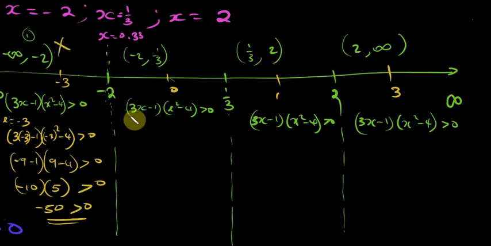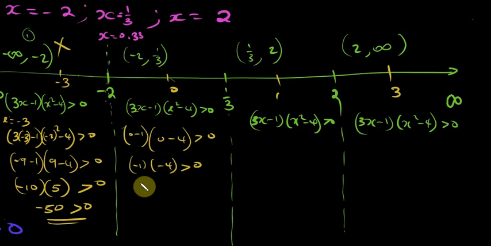We'll move on to the next region. There we'll test out 0, and we'll have (0 - 1)(0 - 4) should be greater than 0. Negative 1 multiplied by -4 should be greater than 0. Negative times negative becomes positive, so positive 4 is greater than 0, so the condition is met in this region.